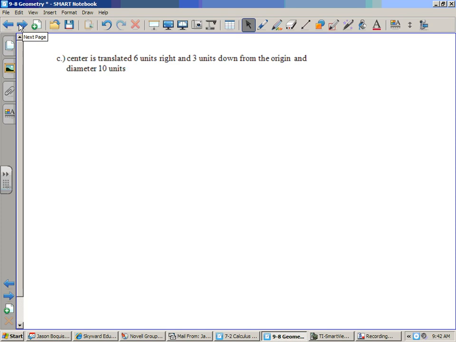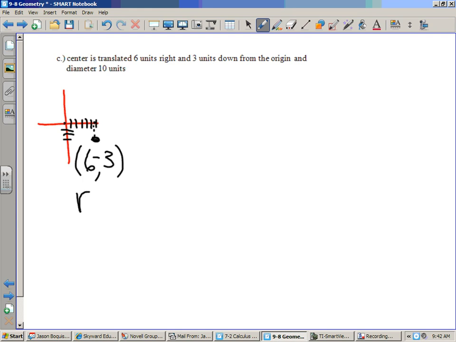Translated, that just means moved. 6 units right and 3 units down from the origin, and the diameter is 10. Well, if I moved it 6 units to the right and 3 units down, where does that really end up? Well, if you're sitting here at the origin, and you move 6 units to the right, so 1, 2, 3, 4, 5, 6, now you're sitting right there, and then you also go 3 units down, well, now you're sitting right there as the center, correct? Otherwise known as 6 comma negative 3 is your center. Okay? And then really your radius is, careful, 5.